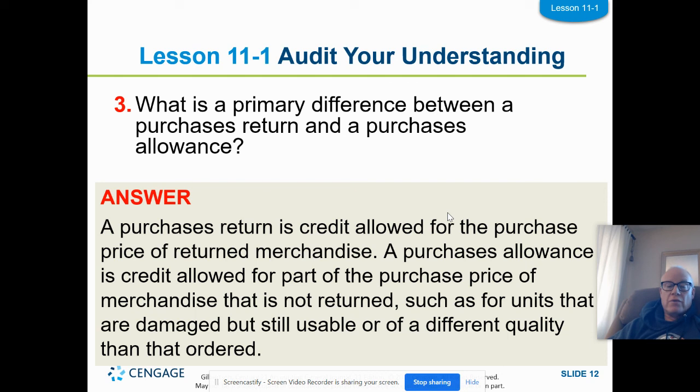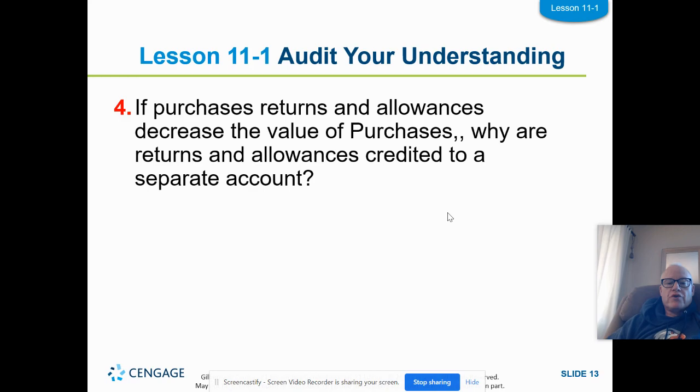Again, you might have experienced something with this as a consumer yourself with not returning something. Say, hey, just keep it and we'll credit you. Okay? If purchaser returns and allowances decrease the value of purchases, why are returns and allowances credited to a separate account? It's a great question.